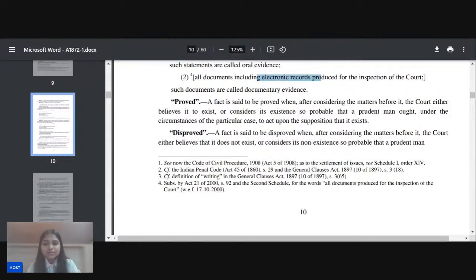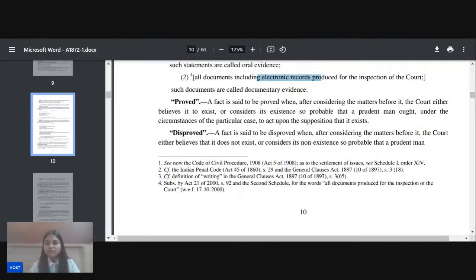If, after considering the matter, the court is believing it to exist, or considers that the existence is very much probable, even if a prudent man ought, under the circumstances, to act upon the supposition that it is existing, then a fact is said to be proved. If, after considering all the matter before it, the court is either believing it to exist or considering that its existence is so probable that a prudent man will also think it to exist.